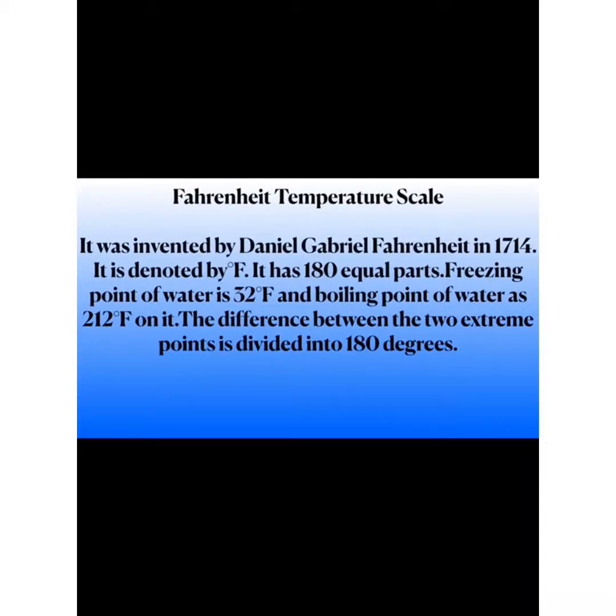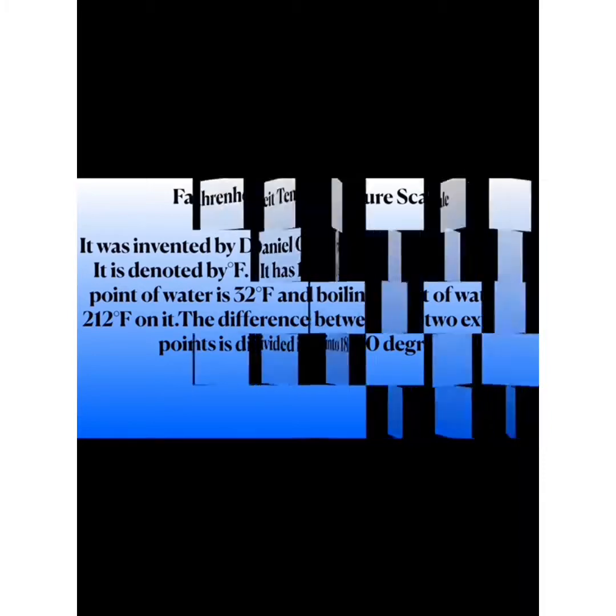Fahrenheit temperature scale. It was invented by Daniel Gabriel Fahrenheit in 1714. It is denoted by degree F. It has 180 equal parts. The freezing point of water is 32 degrees Fahrenheit and the boiling point of water is taken as 212 degrees Fahrenheit. The difference between these two extreme points is divided into 180 degrees.